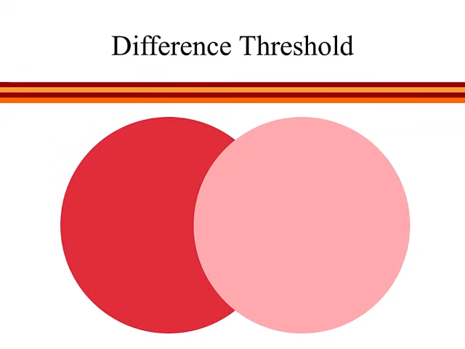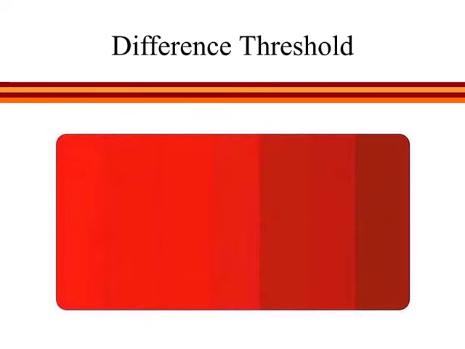Some differences are probably quite obvious for us to detect. For example, you probably have no difficulty detecting that these two are different shades of red. But what about now? There are clearly different shades of red in this picture, but how many? At what point does one shade of red become a different shade of red?